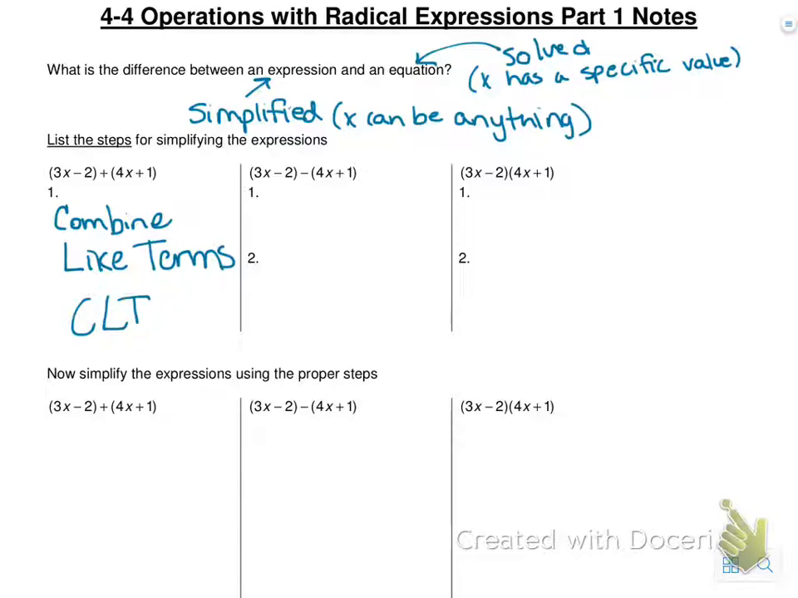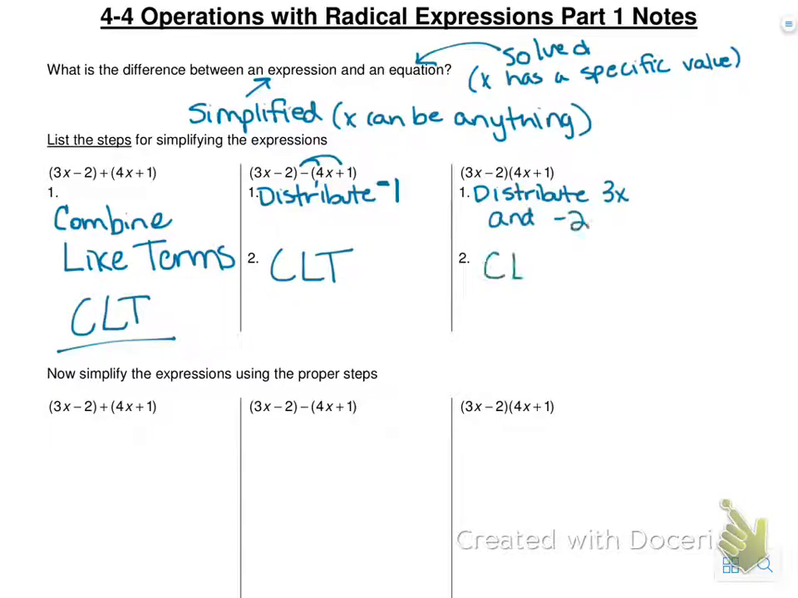So first, the steps. For the first one, we would combine like terms, and you often see me write CLT. So for the first one, we would just combine like terms when we're adding. When we're subtracting, first we need to distribute the -1, and then we would combine like terms, or CLT. And finally, when we're multiplying, so hopefully you see the difference between addition, subtraction, and multiplying, we would distribute the 3x and the -2, and I call that double distribute. And then we would combine like terms. So those are the steps for those three different operations.